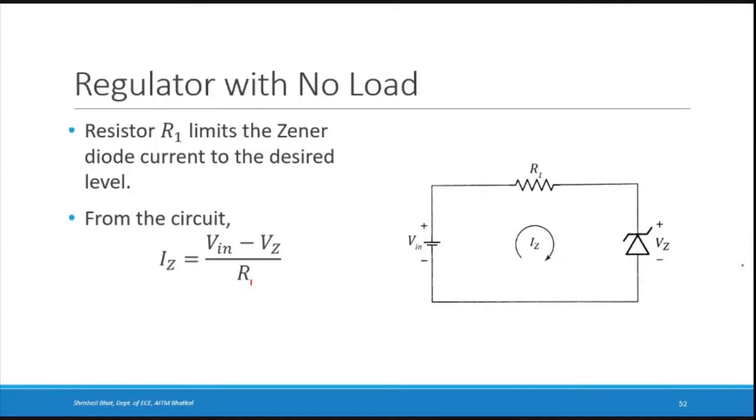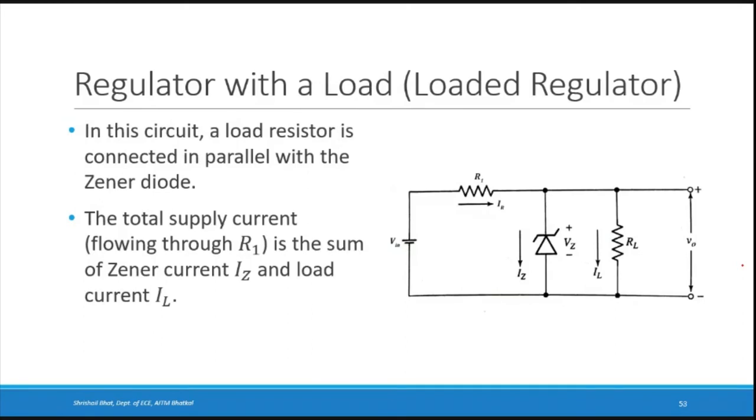There is another kind of circuit where you can use a Zener diode along with a load resistance. This is a regulator with a load. It is also called a loaded regulator. Here a load resistance is connected in parallel with the Zener diode. You can see the same circuit, but along with the Zener diode, there is a load resistance RL, right?